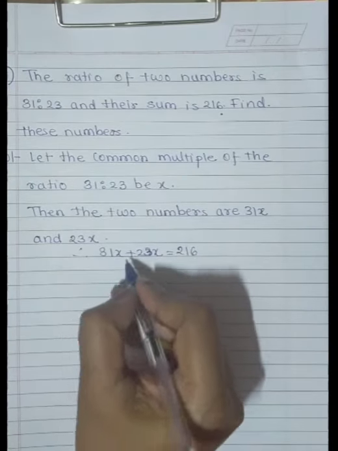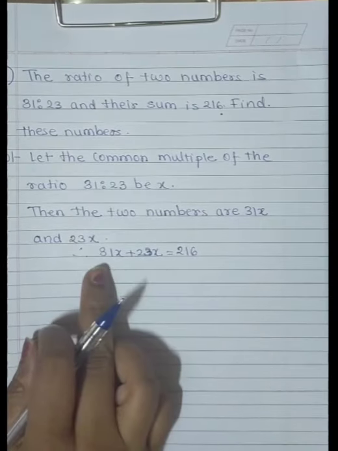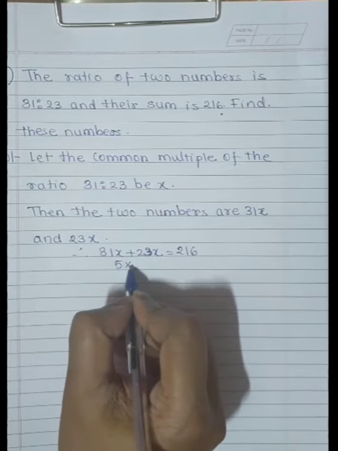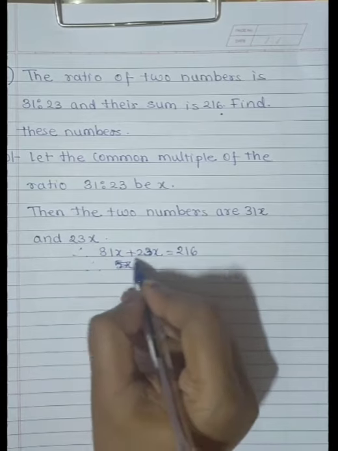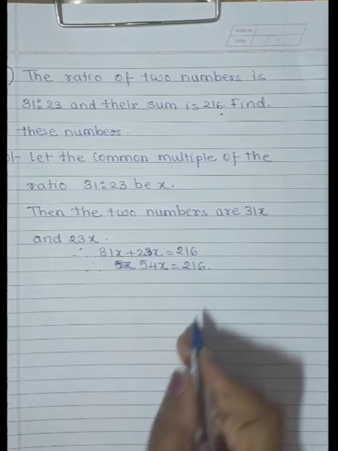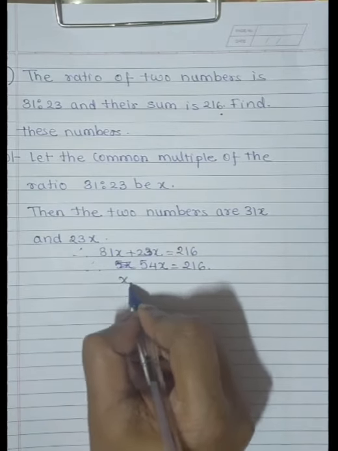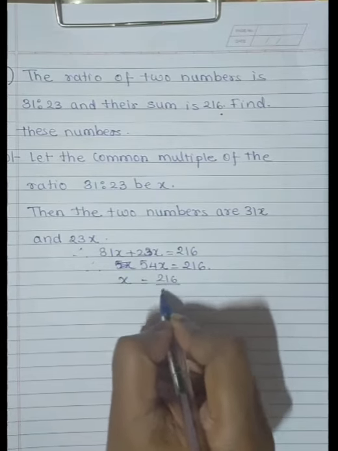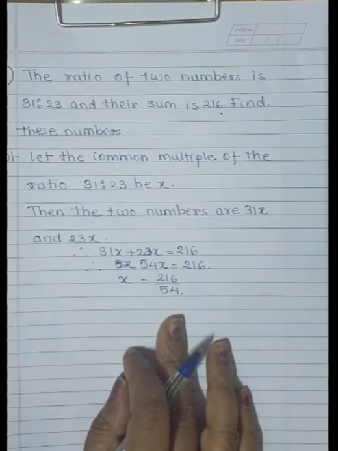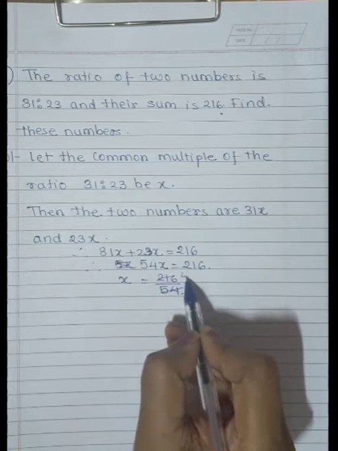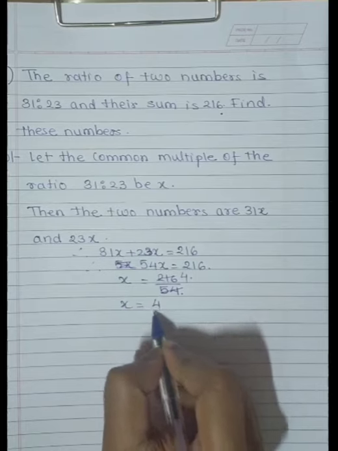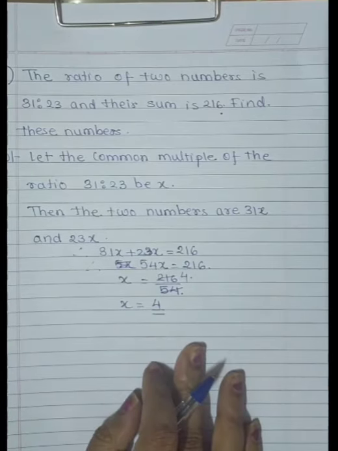Now we are going to solve this. When we add this both, we'll get 54x equal to 216. Again the x will come one side, then 216 will get divided by 54. Now this will go 4 times, then x is equal to 4 will come. I hope you are understanding.